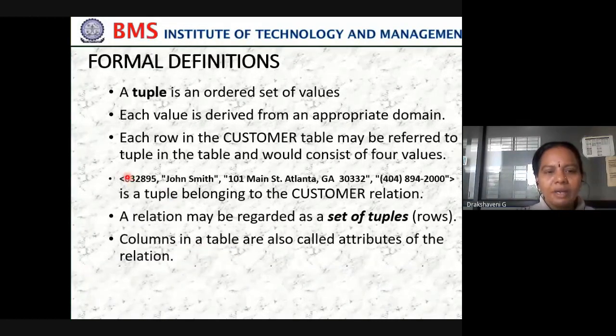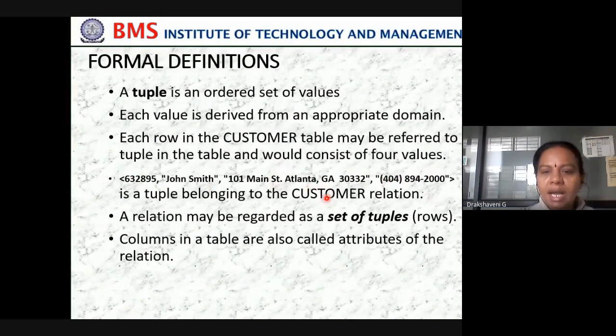Okay, so what I'm entering, you can see it as 632895. So what is this? This is the customer ID. What is this? This is the name of the customer. What is this? This complete thing is the address. Now what is this? This is a phone number. So what are all these? These are the values in some relation.